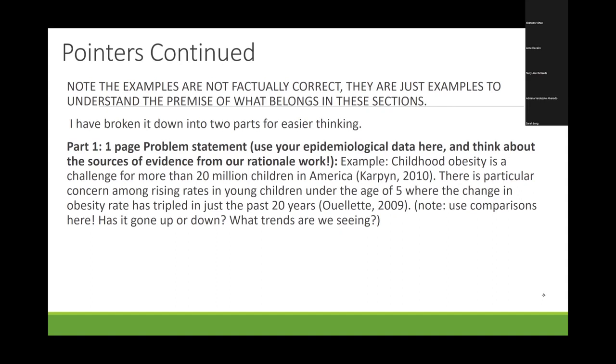I got some epidemiology from the national perspective. Then I'm going to try and bring it down to something a little bit more specific. There's particular concern for rising rates in children under the age of 5, where the change in obesity has tripled over the past 20 years. So while I did do a sweeping important statement that there's particular concern among rising rates in children, I told you why. Because children under the age of 5, I gave you that fact right straight away. I didn't just leave it at a general particular concern kind of comment.